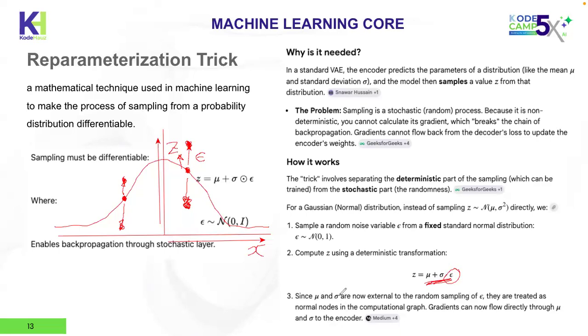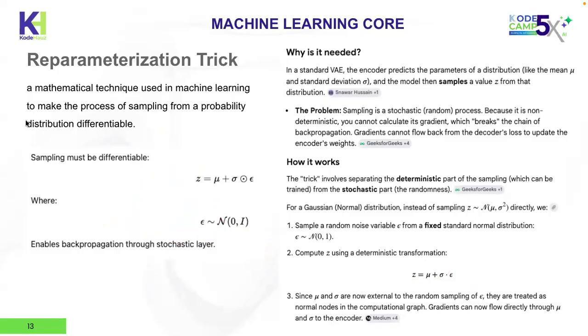So mu and sigma are now external to the random sampling. So you can treat them as normal nodes in the computational graph. You can differentiate them. The gradients can flow through mu and sigma to the encoder when you have actually done the actual gradient function of this. So that's the reparameterization trick.